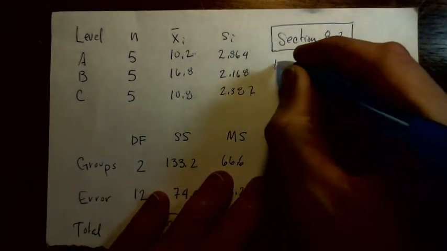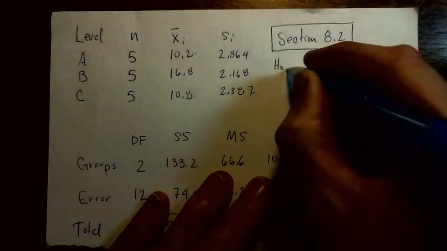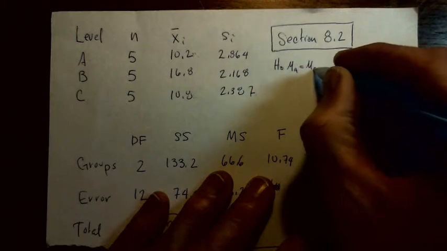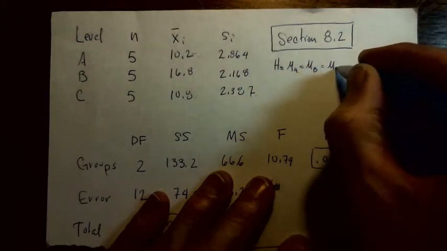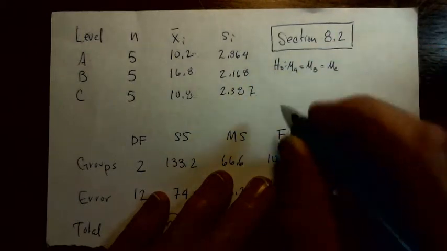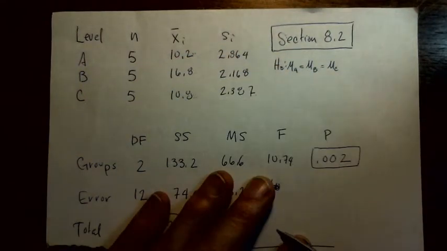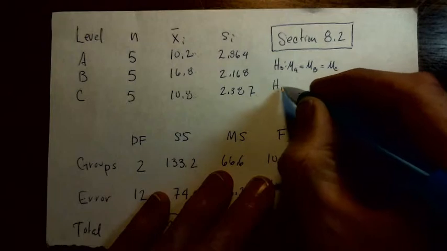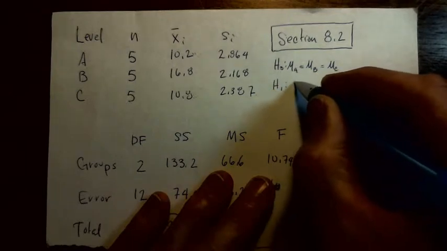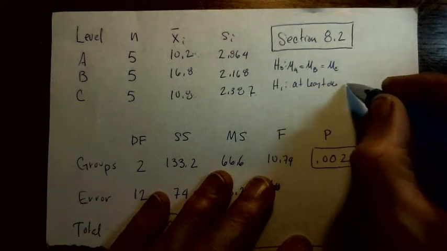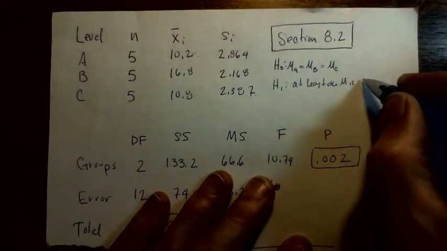Our hypotheses are that M1 or MA is equal to MB, which is equal to MC. That our null hypothesis is that the mean from each of these groups is the same. Our alternative hypothesis is at least one M is different.